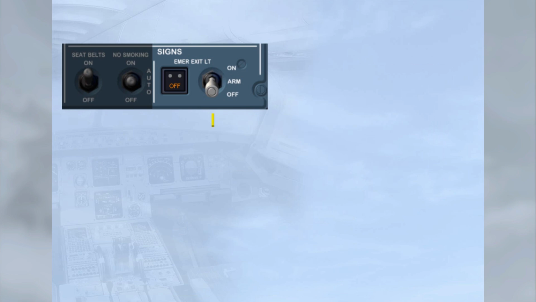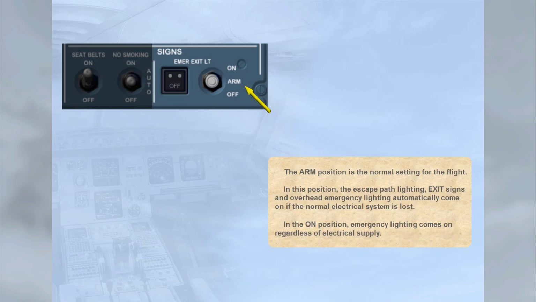The emergency exit lighting selector has three positions. In the off position, the escape path lighting, exit signs and overhead emergency lighting are off, and the emergency exit lighting off light is amber. The arm position is the normal setting for the flight. In this position, the escape path lighting, exit signs and overhead emergency lighting automatically come on, if the normal electrical system is lost. In the on position, emergency lighting comes on regardless of electrical supply.